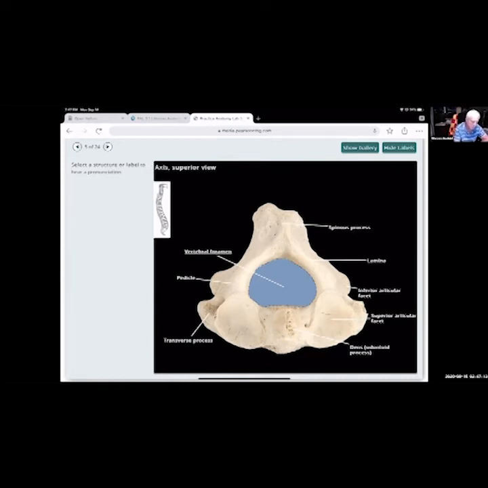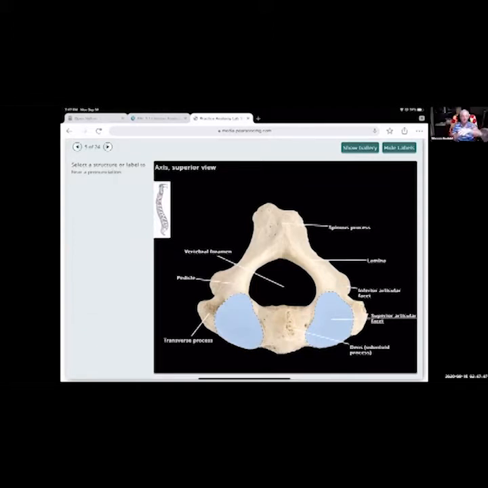Lamina is a portion of the bone there. Lamina. Okay. You have the inferior articular facet, and the superior articular facet. What vertebra does the superior articular facet articulate with? Remember, this is the axis. So the top part's going to articulate with what bone? The atlas. Perfect. Exactly.